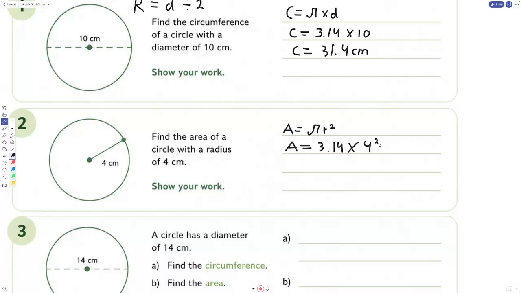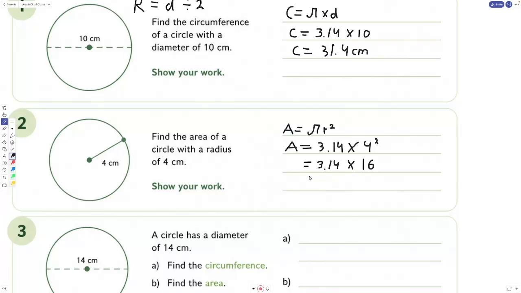Now here's a very important step. We actually have to do the order of operations for this, which is square exponents, right? Exponents come before multiplication. So what is 4 times 4? It's 16, right? So we're going to write 16 down here because this is the first step. And then, well, this would stay the same. So 3.14, right? So then we do 3.14 times 16.